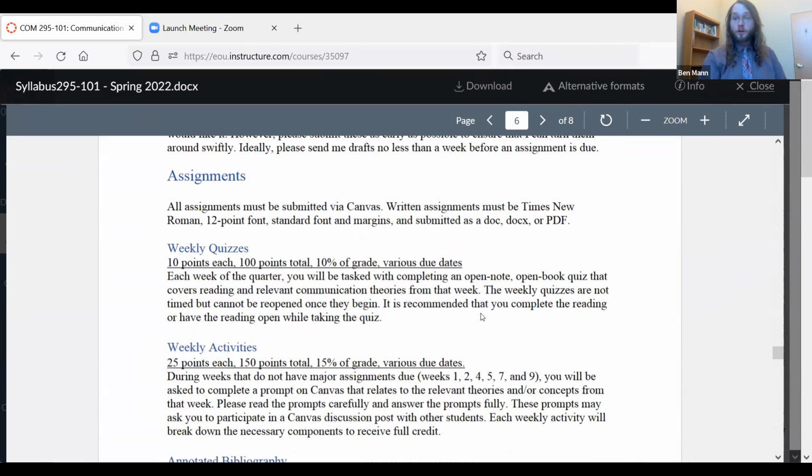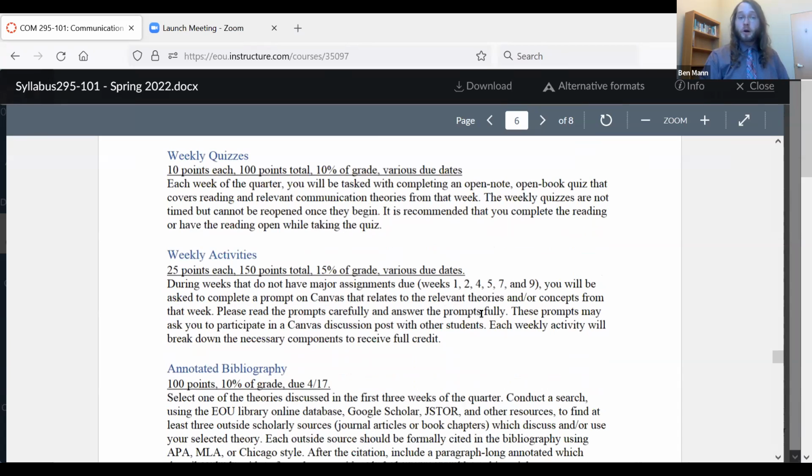Each week, I offer a quiz. You'll notice that the link to the quiz is available on Canvas for this week. The quiz is open note, open book, and just covers content from that week's reading. So you're welcome to complete the quiz once you finish the readings, but those are due on Sundays. Also due on Sundays of most weeks are activities. This week's activity is also posted and is asking you to start to think about and engage with communication theory. So please read those prompts, answer them fully to receive credit.